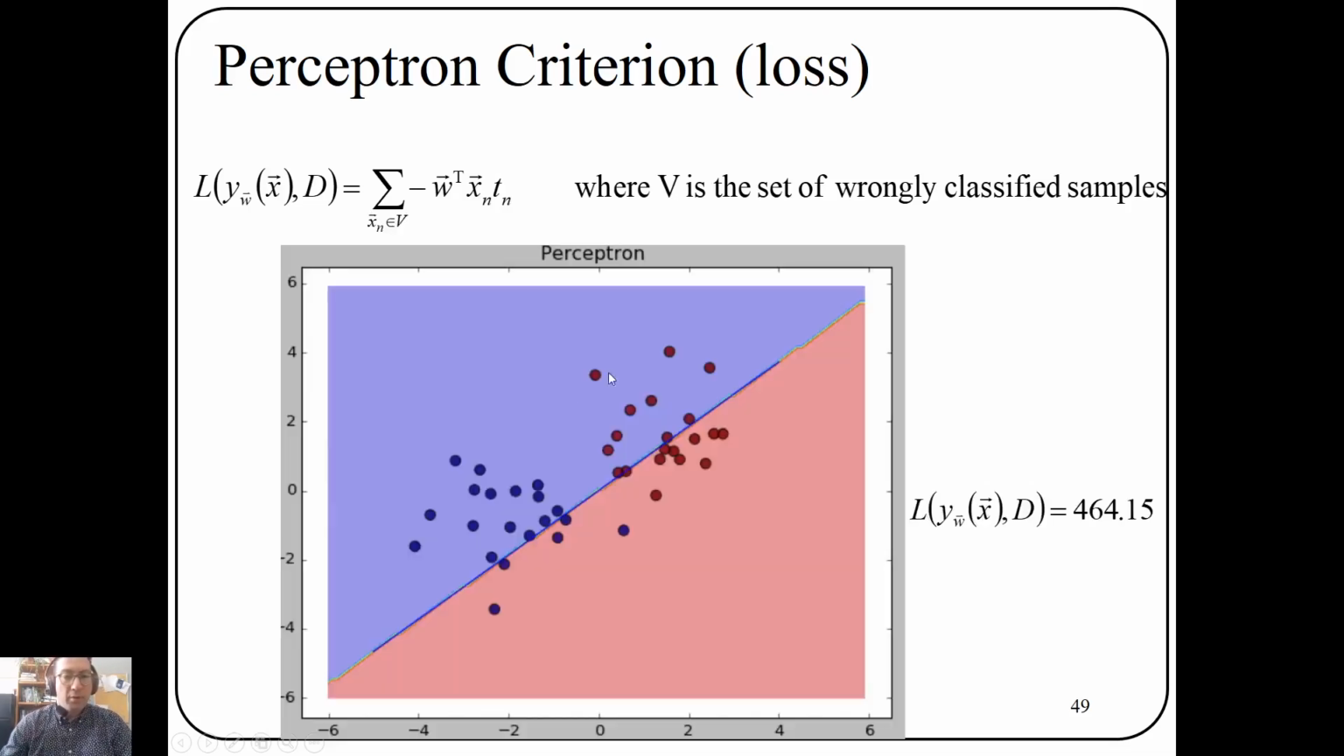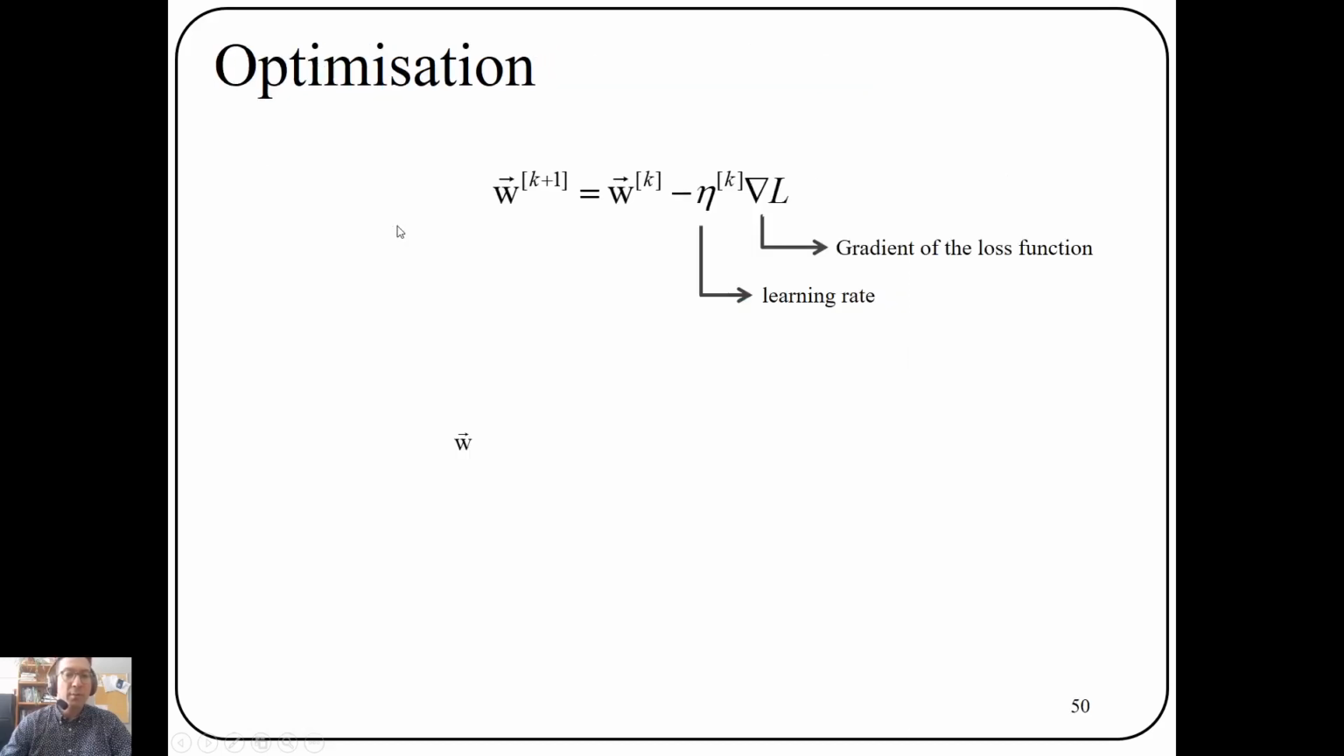Now, for example, if you take a configuration like this and you compute the loss function, you'll get a relatively large value, such as 464. If, on the other hand, you had a better solution that would linearly separate the blue dots from the red dots, you would have a loss of 0 because you would have no elements in V.